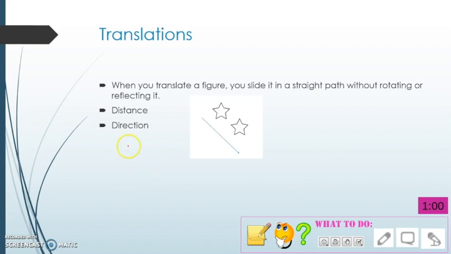All right, and the last one we're going to talk about is translations. When you translate a figure, you slide it on a straight path without rotating or reflecting. So this star was translated to this star. You need a distance and you need a direction. So 2 down, 3 right, something like that. This is considered a vector. This blue arrow is, because it gives you direction and distance.